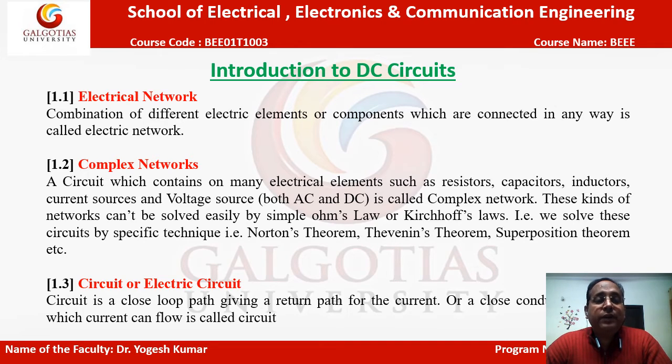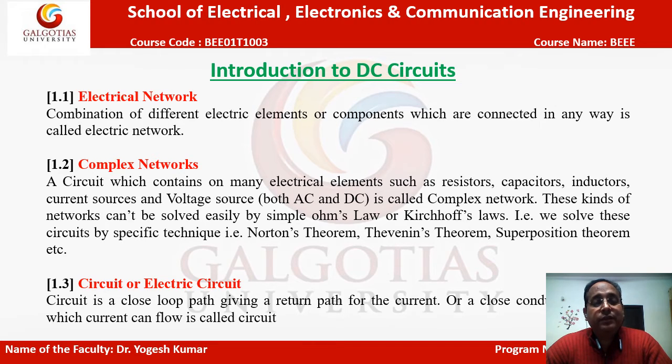Another form of network is the complex one. There is a simple one, and another form is the complex. Complex means it has a larger number of electrical components. This type of network or circuit can be solved by some theorems and laws, like Kirchhoff's law or theorems, or you can also use the superposition theorem.